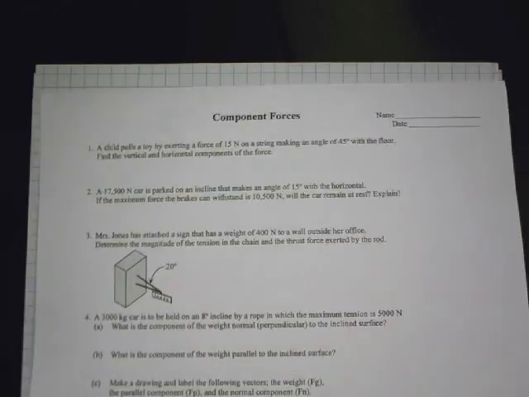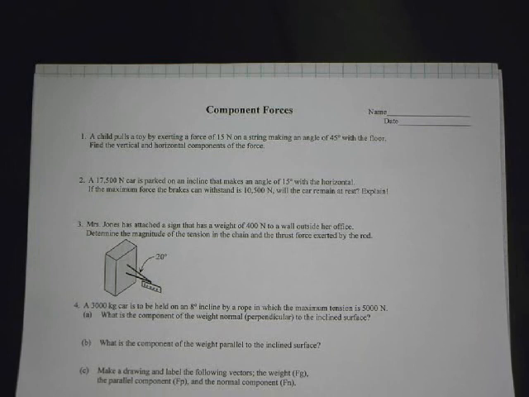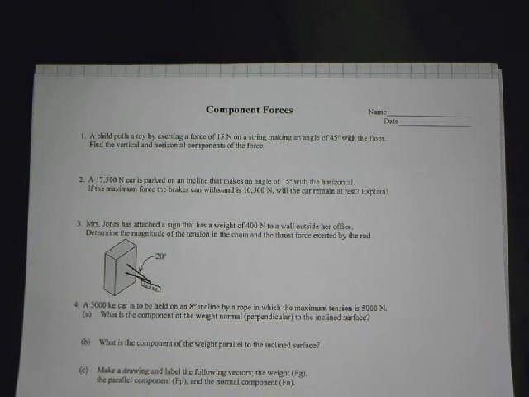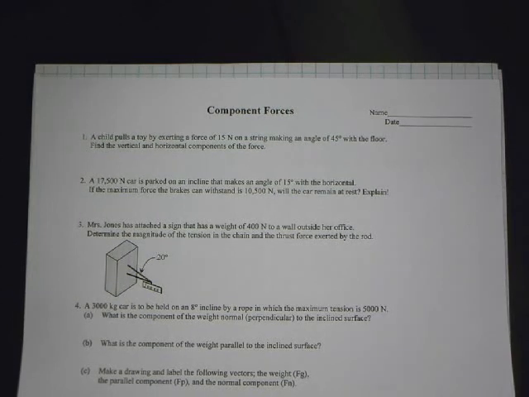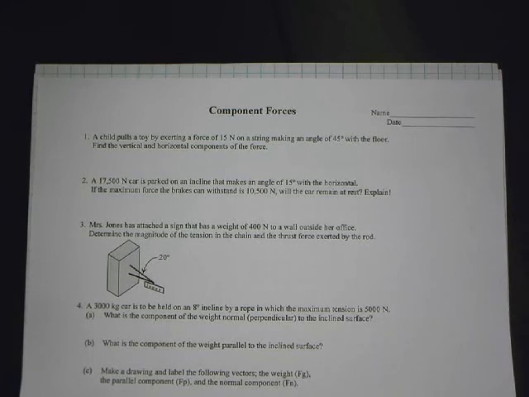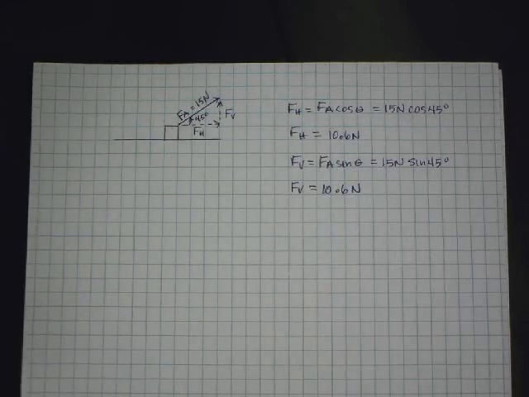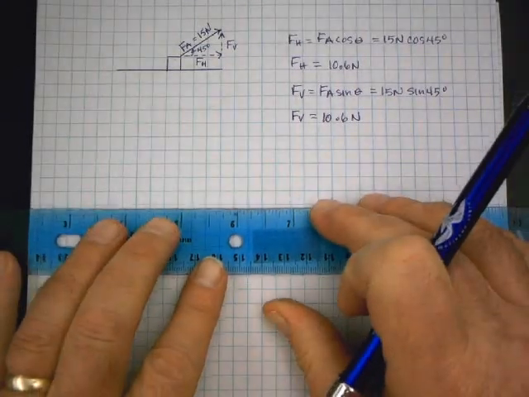force. Okay, problem 2. A 17,500 Newton car is parked on an incline that makes an angle of 15 degrees with the horizontal. If the maximum force the brakes can withstand is 10,500 newtons, will the car remain at rest? Explain. So again, we want to make a force diagram.